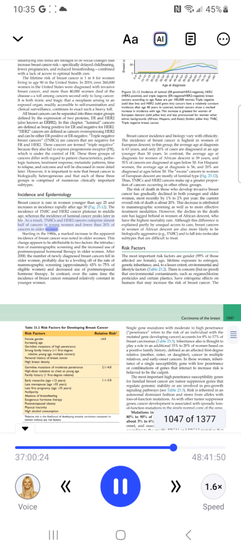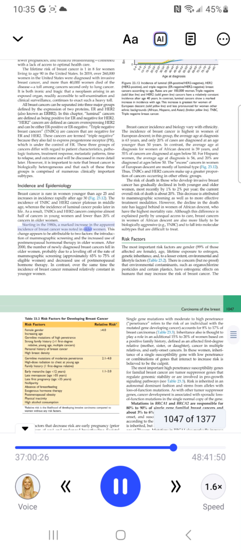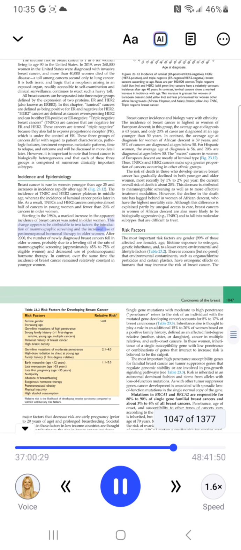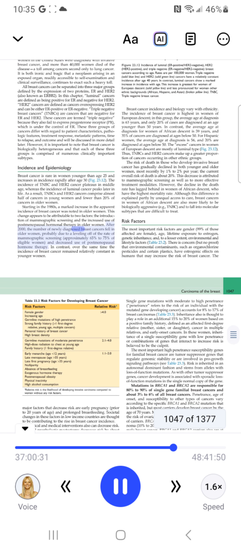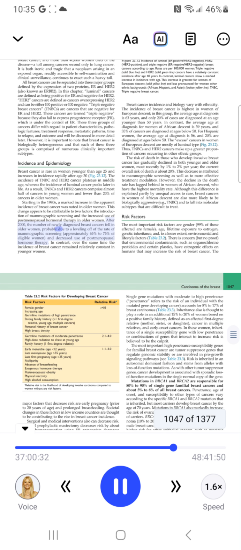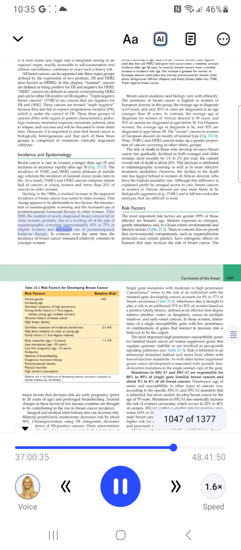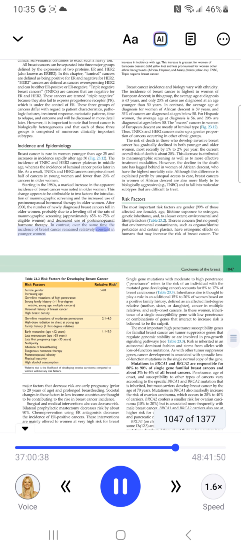Starting in the 1980s, a marked increase in the apparent incidence of breast cancer was noted in older women. This change appears to be attributable to two factors: the introduction of mammographic screening and the increased use of postmenopausal hormonal therapy in older women. After 2000, the number of newly diagnosed breast cancers fell in older women, probably due to a leveling off of the rate of mammographic screening, approximately 65% to 75% of eligible women, and decreased use of postmenopausal hormone therapy. In contrast, over the same time, the incidence of breast cancer remained relatively constant in younger women.